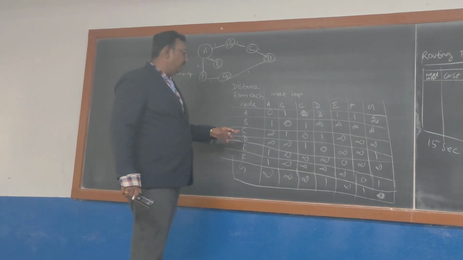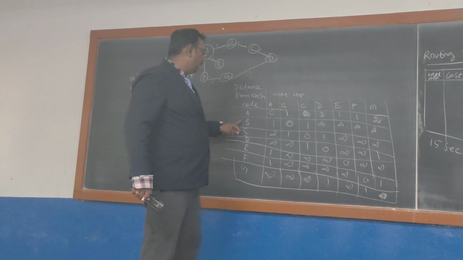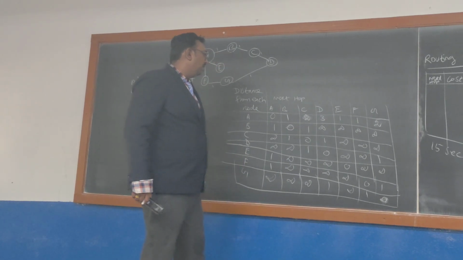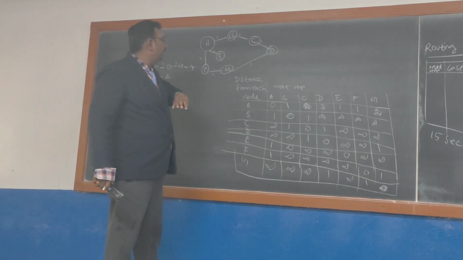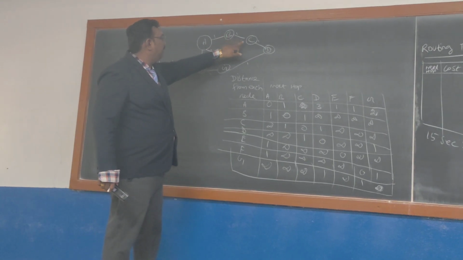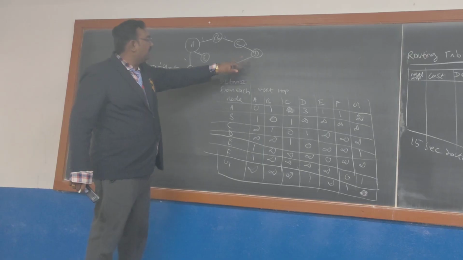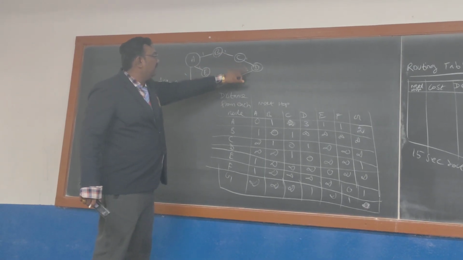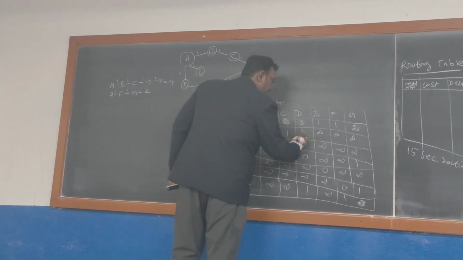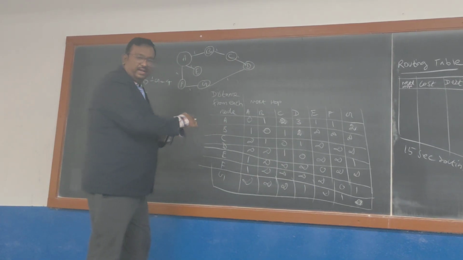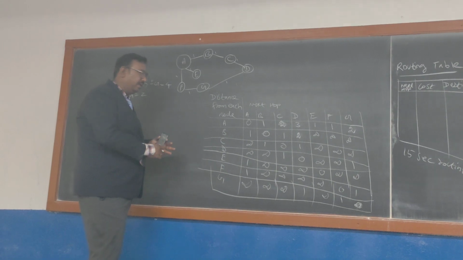So same like that we are calculating for the next node. Okay, A to D. So A to B to D. So what are the paths available? Only one path is available: B to C, C to D. So what is the cost? B to C is 1, C to D is 1. So 1 plus 1, total you are going to have it as 2. So this is the thing we are writing in the final table, right?